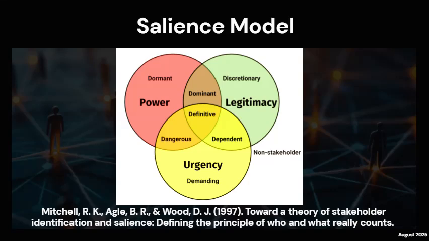These attributes are power, the ability to impose their will on the project; legitimacy, the perceived validity or appropriateness of their claim on the project; and urgency, the degree to which their claims demand immediate attention, often driven by time sensitivity. A stakeholder with all three attributes, power, legitimacy, and urgency, is termed a definitive stakeholder and becomes the highest priority.